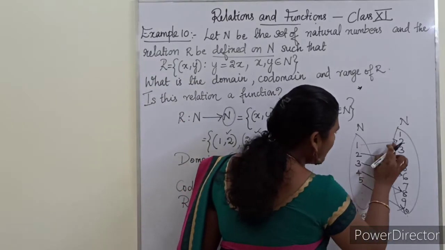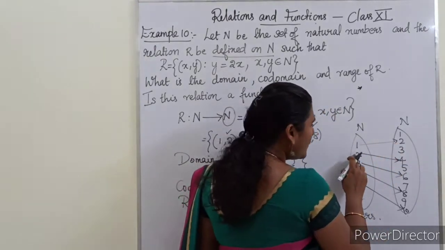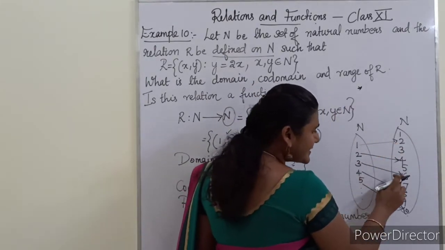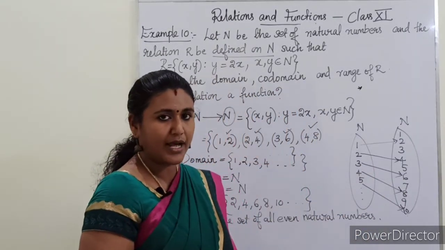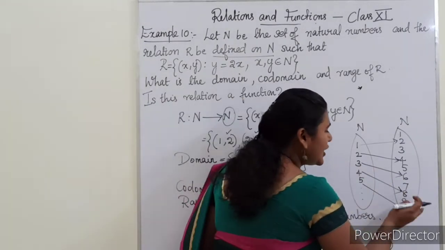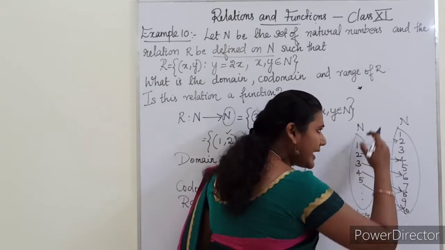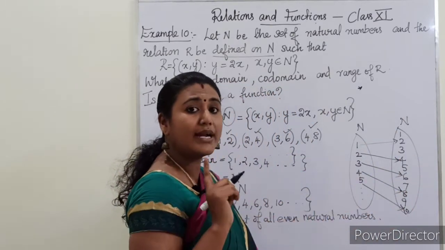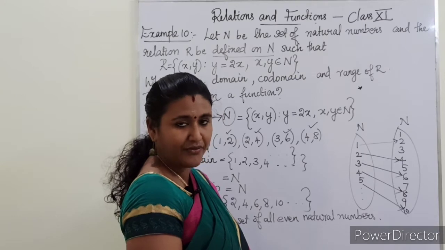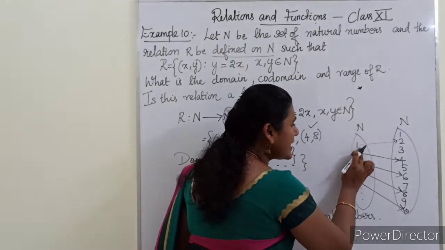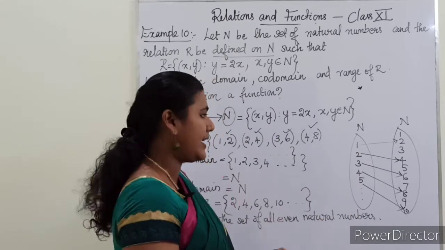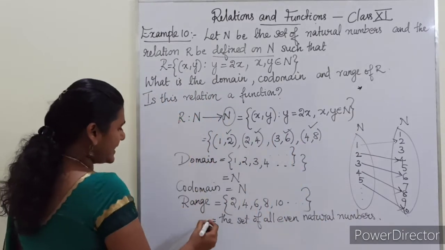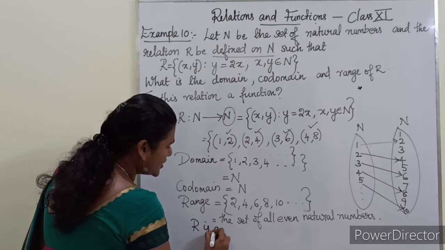So here, 1 is related to 2, 2 is related to 4, 3 is related to 6. If you take any element in the collection of natural numbers, we can find a number again in the natural numbers, and only one number. That is, each number in the natural numbers is related to only one element. So we can say that this relation R is a function here.